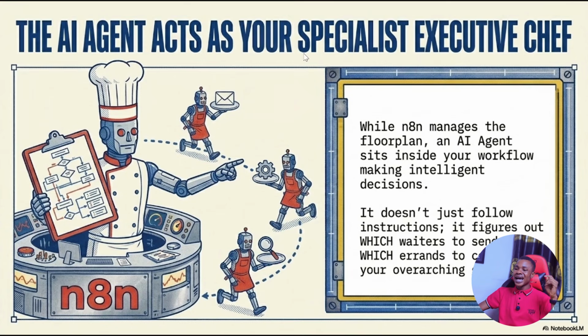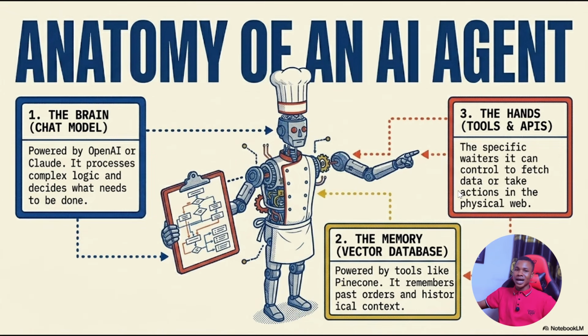So the AI agent acts as a specialist executor. Is that okay? He acts as a specialist executor, while n8n is managing the floor plan, and the AI agent sits outside your workflow making intelligent decisions. It does not just follow instructions. It figures out which waiter to send and which errands to complete for you. Like I said again, it's going to carry a lot of things, so n8n is supposed to help you manage all of them at once. Not just n8n, Zapier. I've just been saying that. Is that okay?